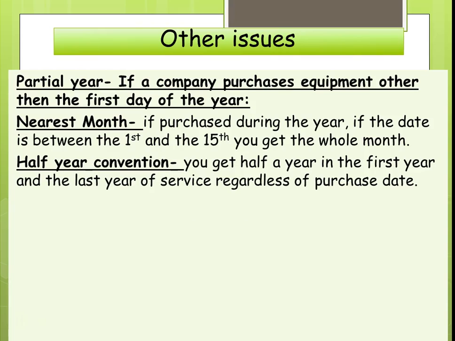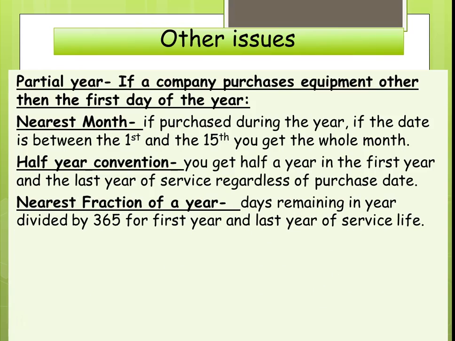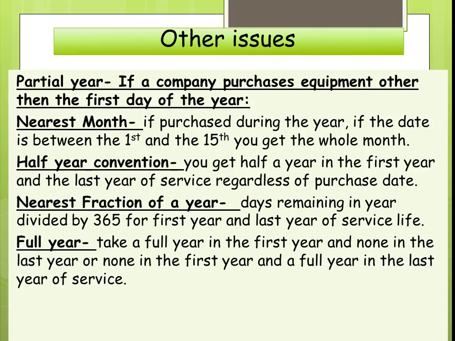Another method is called the half-year convention, and in that method, it doesn't matter when you buy it, you just take half a year in the first year and half a year in the last year. Then we have the nearest fraction, which you take the days remaining in the year divided by 365 in the first year, and the days you used it in the last year divided by 365. And then you can get the full year, which means that it doesn't matter when you bought it, you take a full year in the first year, and then you get none in the last year, or you take none in the first year and you get all of it in the last year. So you can use any of those methods.